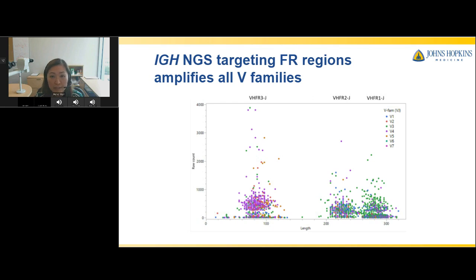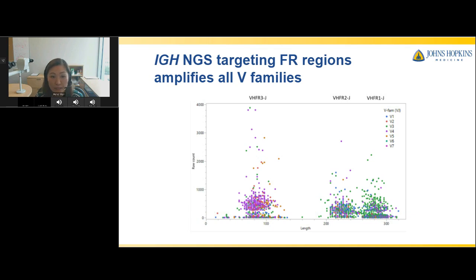So the IGH assay from LymphoTrack contains 3 amplicons targeting framework 1, 2, and 3 regions of the variable gene, very similar to the Biomed2 design. Shown here are aggregate data from 4 polyclonal samples, where the amplicon length is displayed on the x-axis and the raw total read count is displayed on the y-axis, and each dot represents a single amplicon.